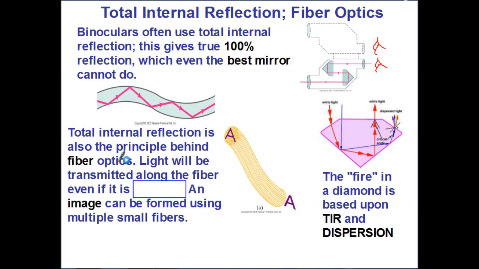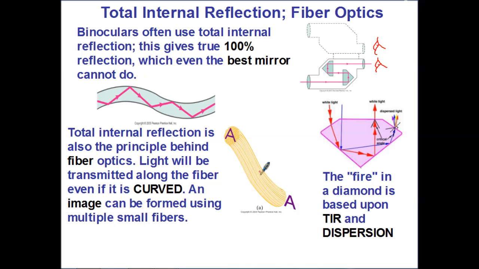Today's information-based society really relies on fiber optics to transmit information great distances and also at very high speeds. We would not see all of the communication boom that we are currently seeing without the invention of fiber optics. Light will be transmitted along the fiber even if it is curved, and an image can be formed using multiple small fibers. That's what this picture is showing here.